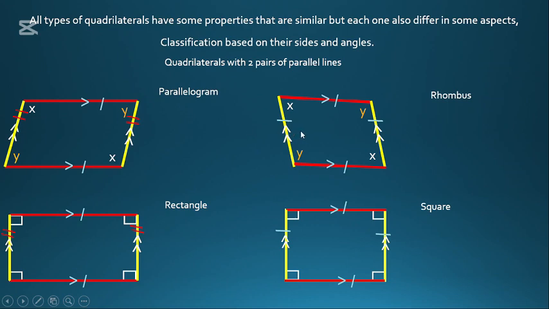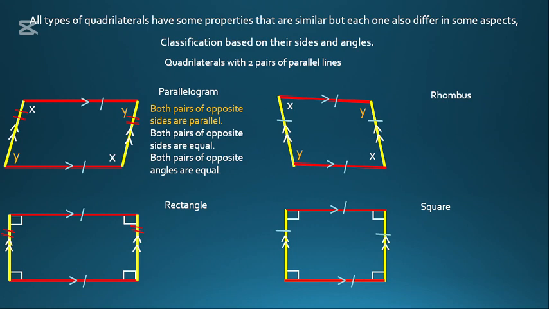Now all 4 of them, they are quadrilaterals with 2 pairs of opposite parallel lines. Now the parallel lines, they are marked with arrows, right? So you can see here we have a pair of parallel lines or parallel sides, and there we have 2 parallel sides, right? And we start with parallelogram.